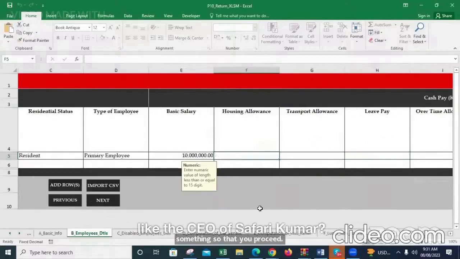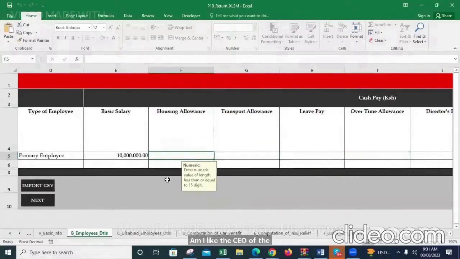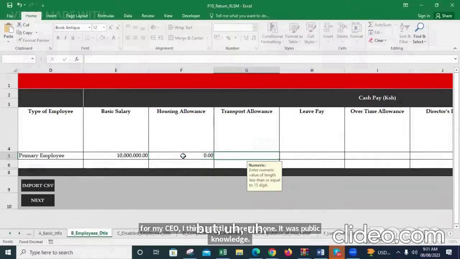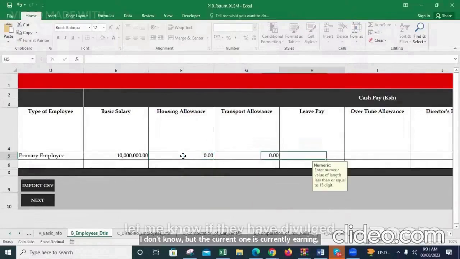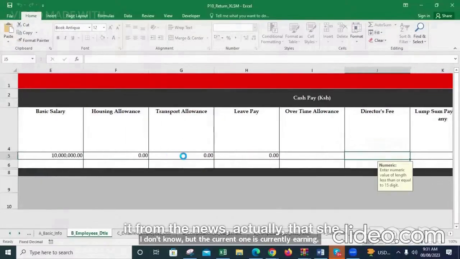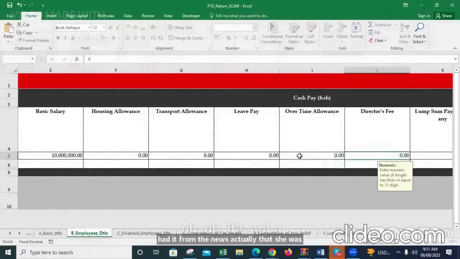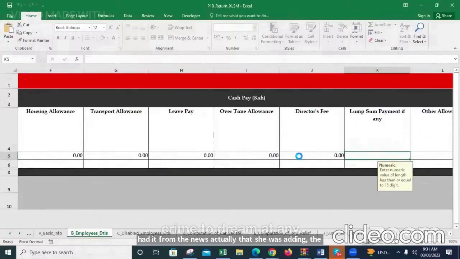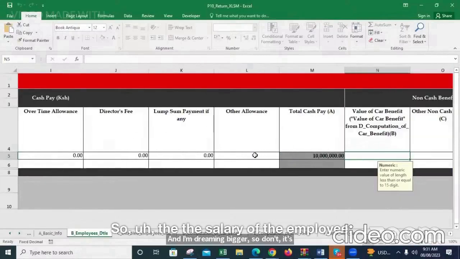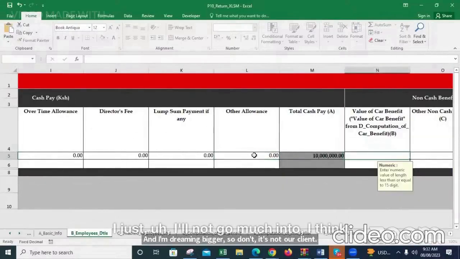Am I like the CEO of Safaricom? I've given myself 10 million. Okay, former CEO, I think Olimo was the one. It was public knowledge. I don't know what the current one is earning, but let me not say I've divulged. I heard it from the news that the former CEO was earning around that. Anyway, I'm dreaming big. It's not a crime to dream. Anyway, so that's the salary of the employee.